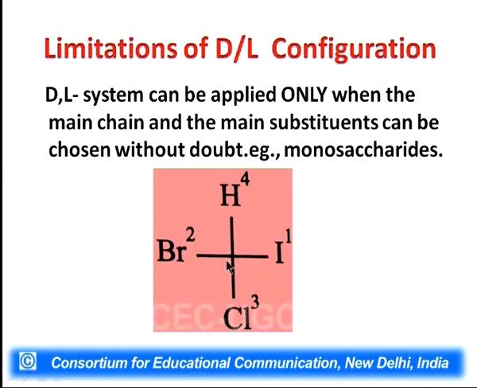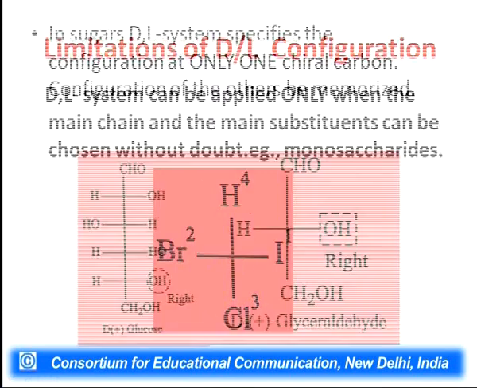Before starting with absolute configuration, I would like to talk of the limitations of the DL configuration. DL configuration can be applied only when the main chain and the main substituents can be chosen without doubt, that is, in the case of monosaccharides. If I talk of this example, there is ambiguity as to which chain I am going to take as the parent chain, because it just has one carbon in it. This compound is bromo-chloro-iodomethane. Since we cannot decide which is our parent chain, we cannot give it the D or the L configuration.